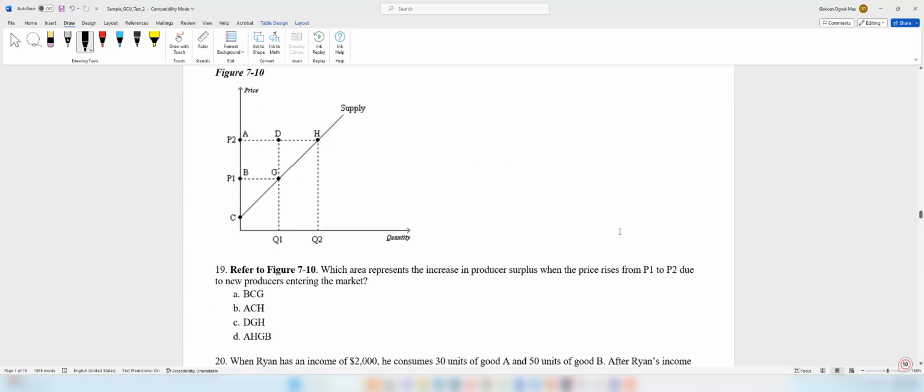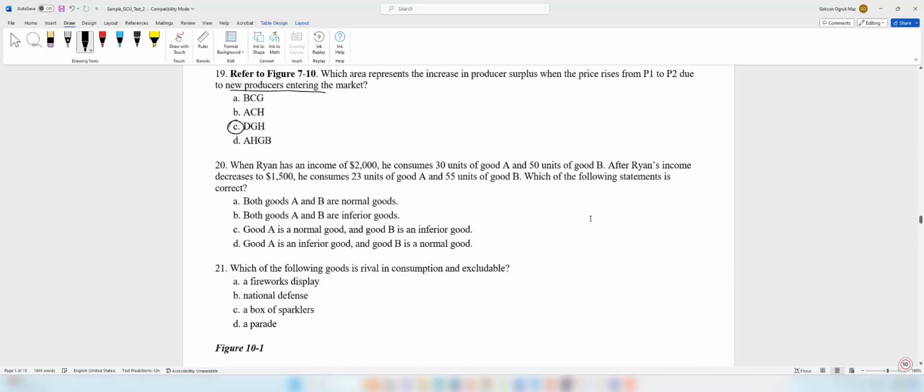Question 19. Which area represents the increase in producer surplus when the price rises from P1 to P2 due to new producers entering the market? So the price is rising from P1 to P2, and we have two areas, area 1 and area 2. The existing producers are okay to produce at P1, and now they get a higher producer surplus. But there are new producers here, and they're actually getting an additional producer surplus. Therefore, the right answer is DGH.